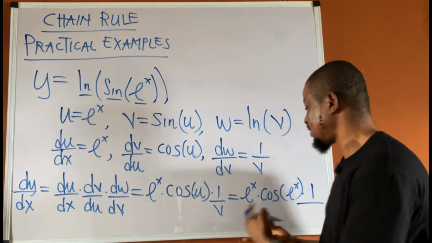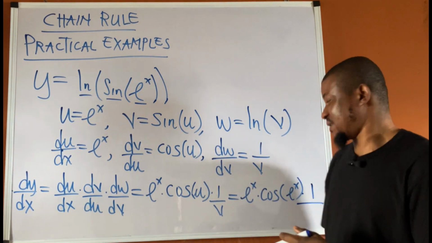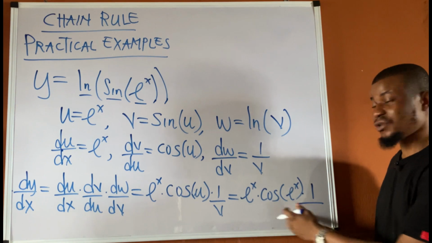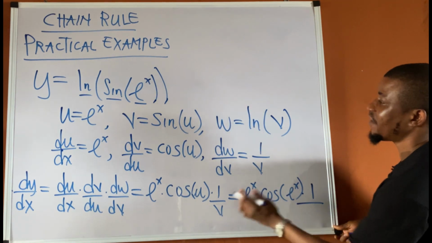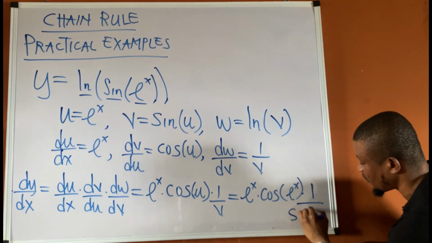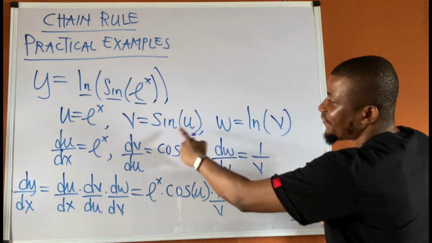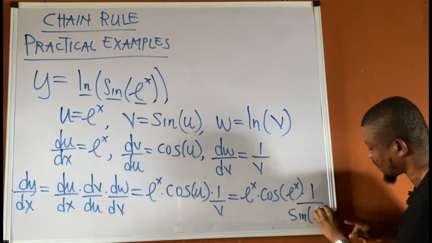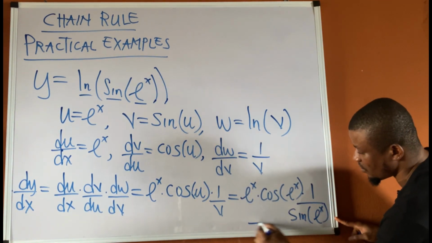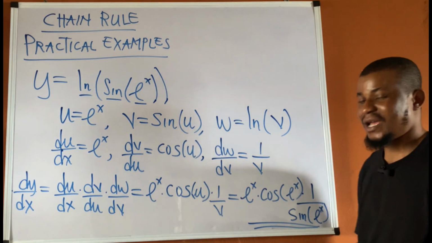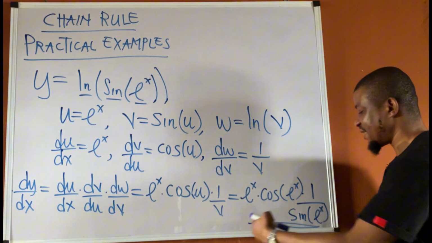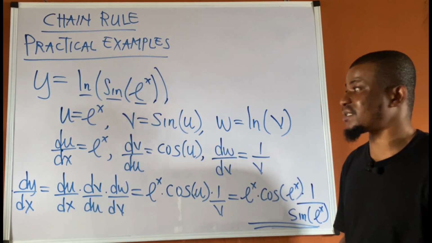I have to keep on writing this, simplify it to be in terms of x, but I can directly write everything here because of space. So v is sine u, but u itself is exponential x. I'll have exponential x, and the whole of this will be my dy/dx. I just need to multiply this and then divide by this, and that's my dy/dx.